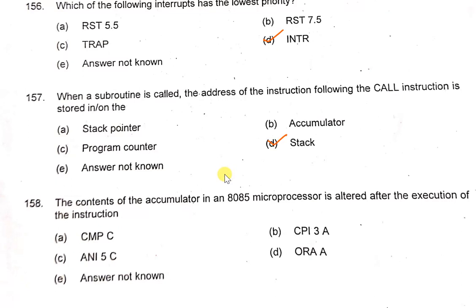The contents of the accumulator in an 8085 microprocessor is altered after the execution of the instruction. Option C, ANI 5CH.